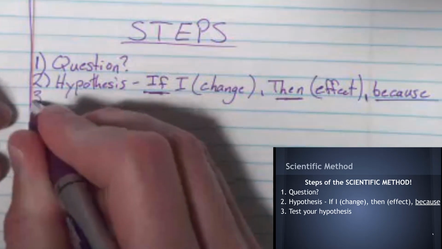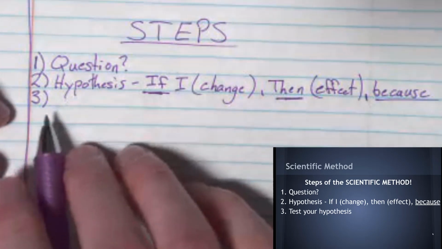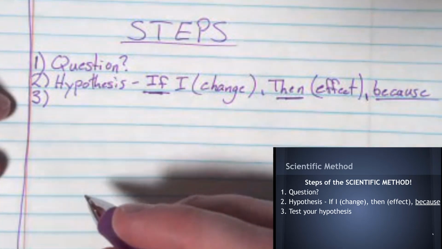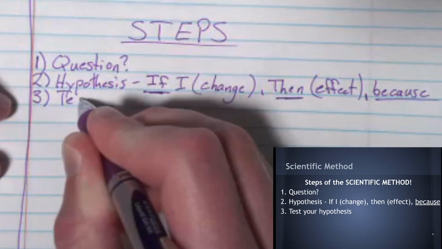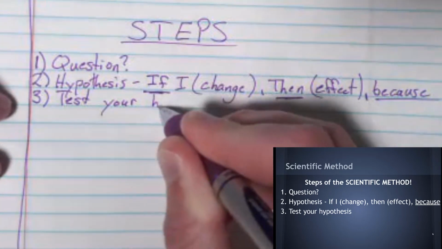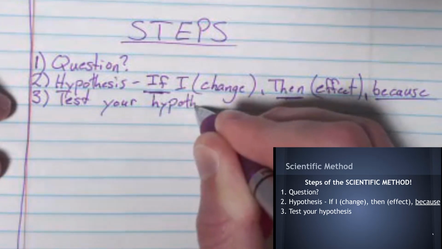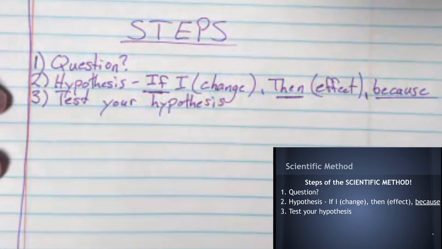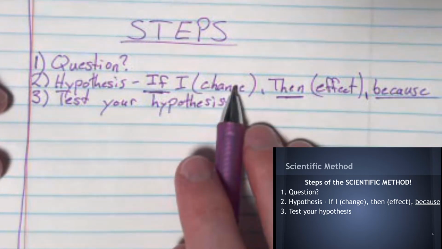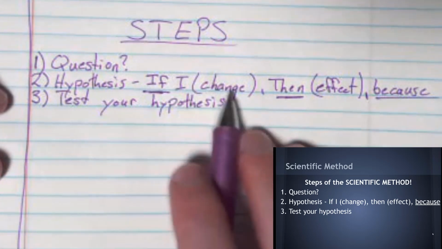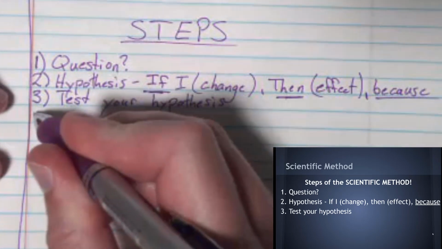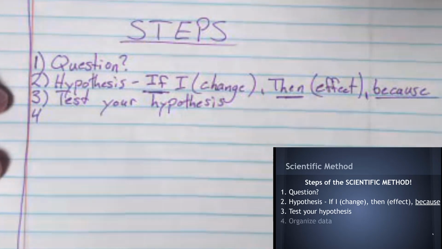Next one, number 3. Now, if you guys need to add a space in here, that's okay. Just make sure you've got your numbers correct. So 3, test your hypothesis. So that's where you actually go through, test this out. So if I change this thing, then it's going to affect this. So I do the experiment where I do change this thing and see, does it affect that thing? Kind of cool.